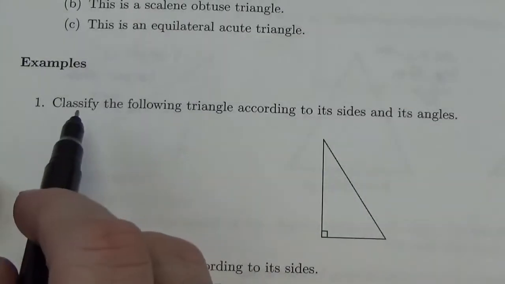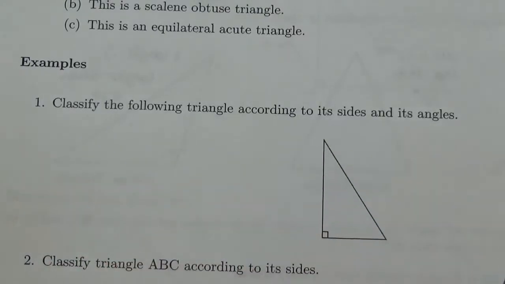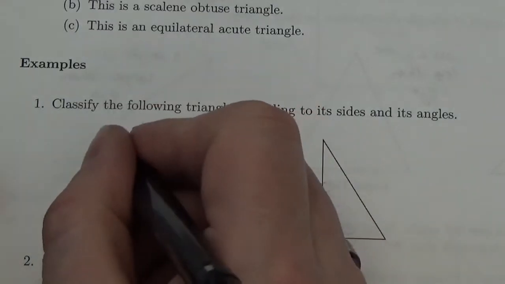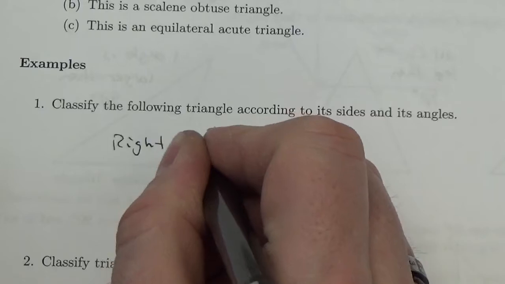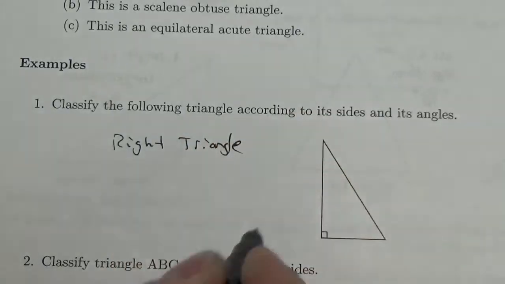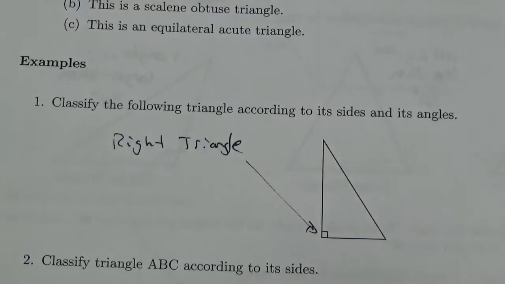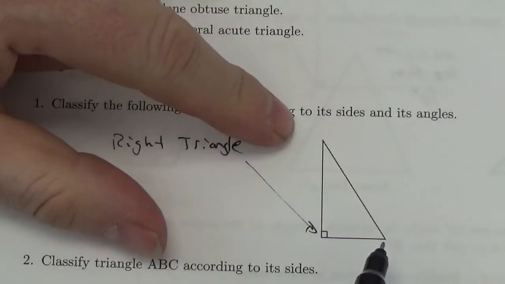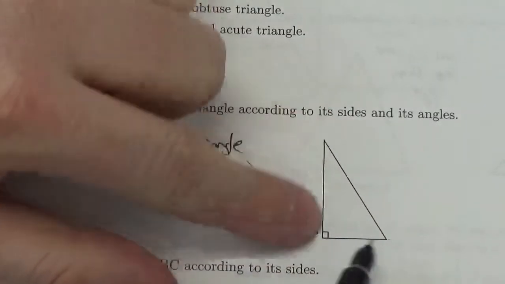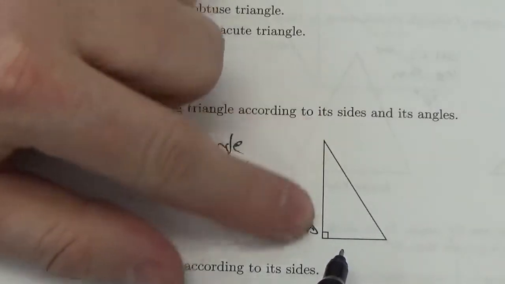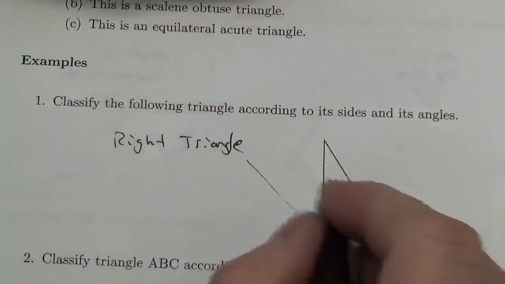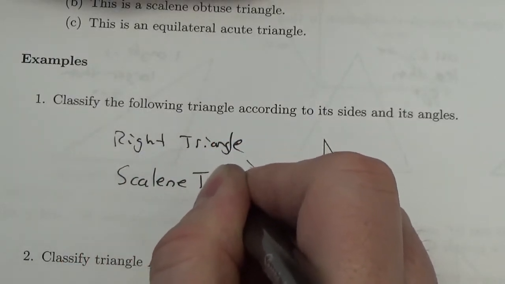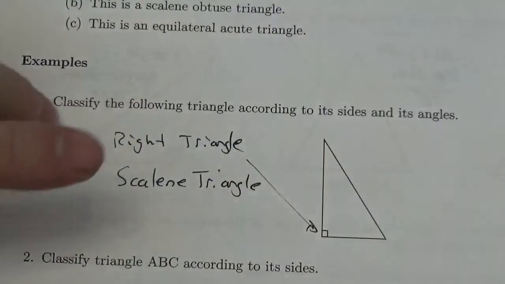Okay, so this question here, we're going to classify the following triangle according to its sides and its angles. Well, I can see right now, because of that little mark there, that this has got a right angle in it, so I know that this is going to be a right triangle. Now, I know that the hypotenuse is going to be the longest side in a right triangle, so this side is going to be longer than both of those two. And then I can clearly see that this side here is longer than this side here. So because none of the sides are the same length, I know that this is also a scalene triangle. Okay, so it's right and scalene.